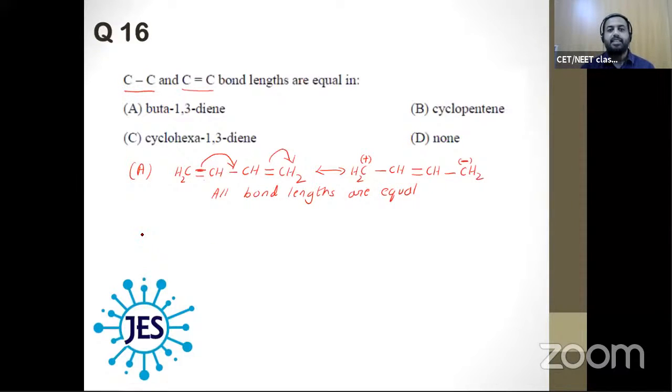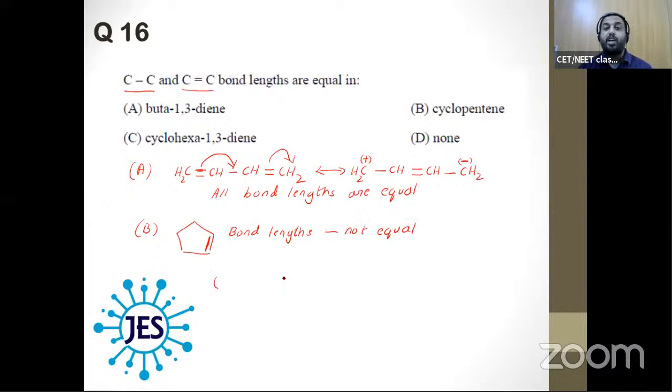B, cyclopentene. Let's say this is cyclopentene. No resonance, no delocalization. So this double bond is localized. Hence, you'll have two types of bond length here: one carbon-carbon double bond and one carbon-carbon single bond. So there are two bond lengths. Bond lengths are not equal.